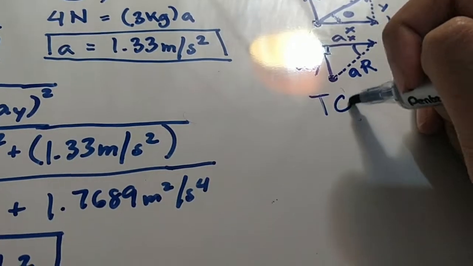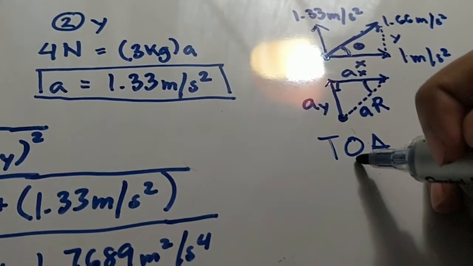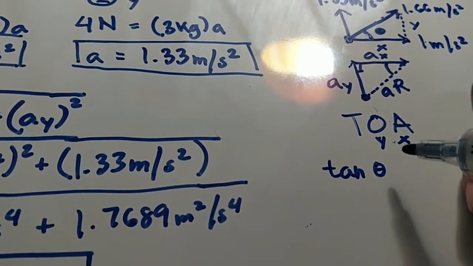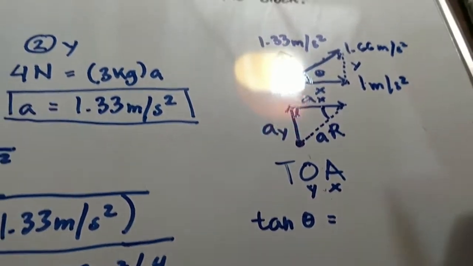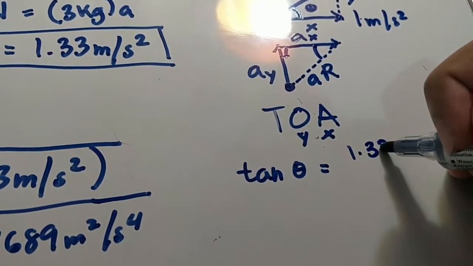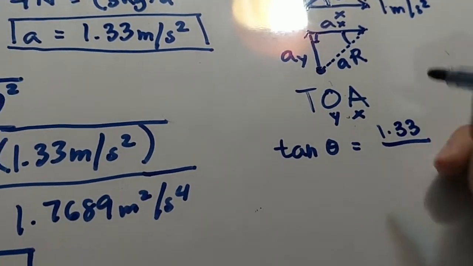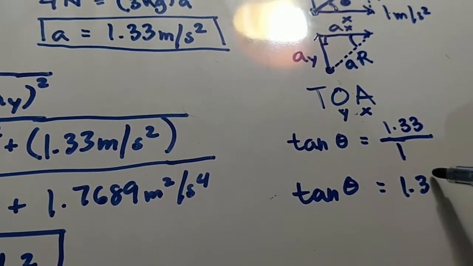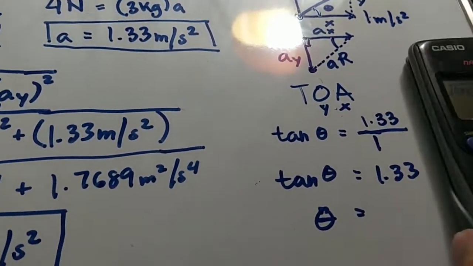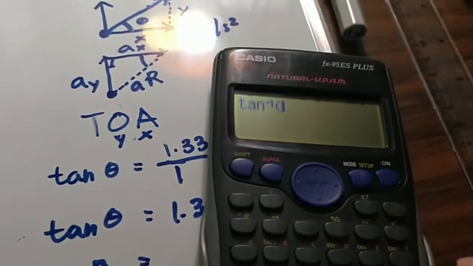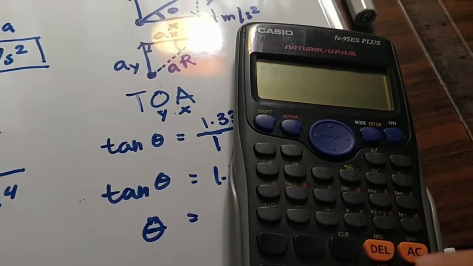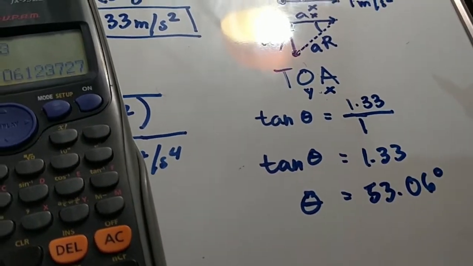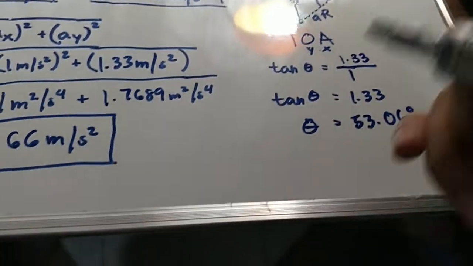So, TOA. Opposite over adjacent lang naman yan. Opposite mo is yung y, adjacent mo is yung x. So, tangent theta equals, ano yung opposite mo? Y, which is 1.33. Huwag muna natin lagyan ng unit. All over 1, which is yung sa x. So, tan theta equals 1.33. Ngayon, gawin niyo sa calcu yung shift tan, then 1.33. Yan yung angle mo, 53.06 degrees. So, to sum it all, ito maging itsura niya.